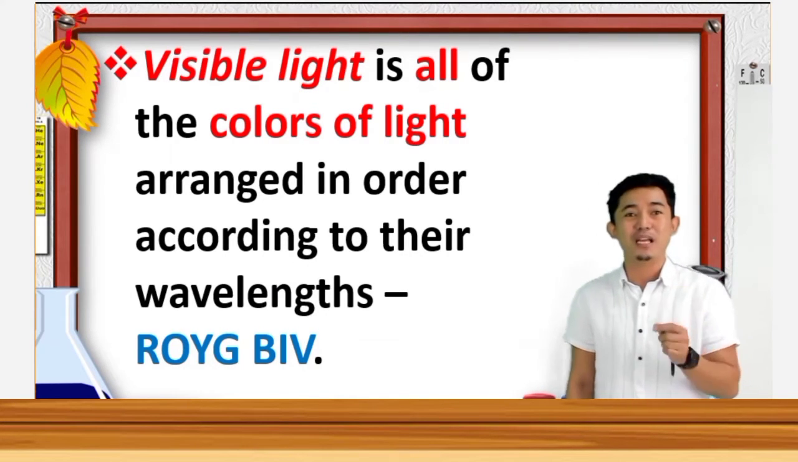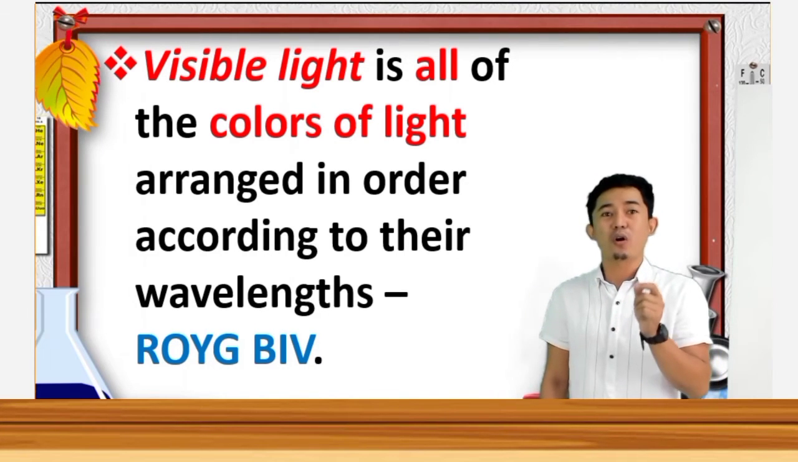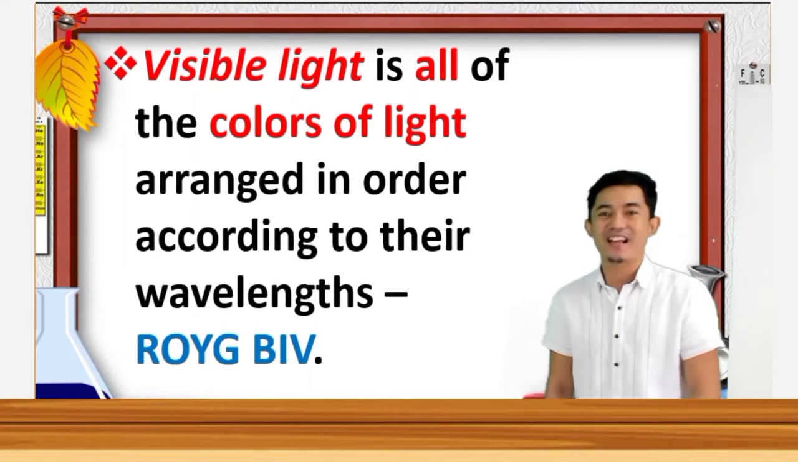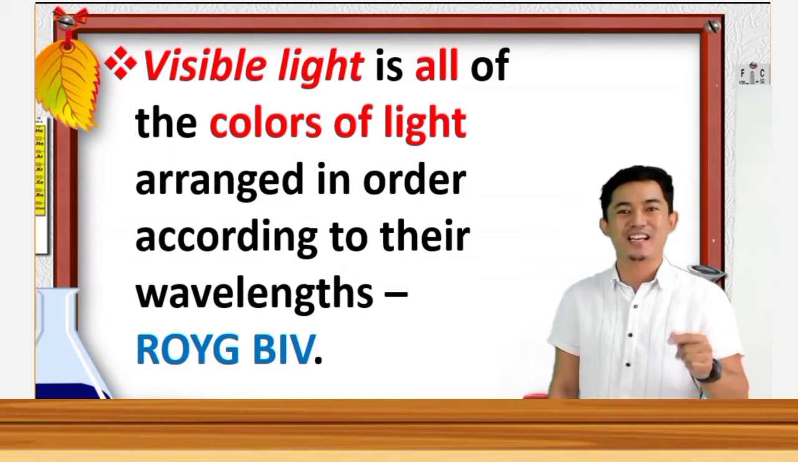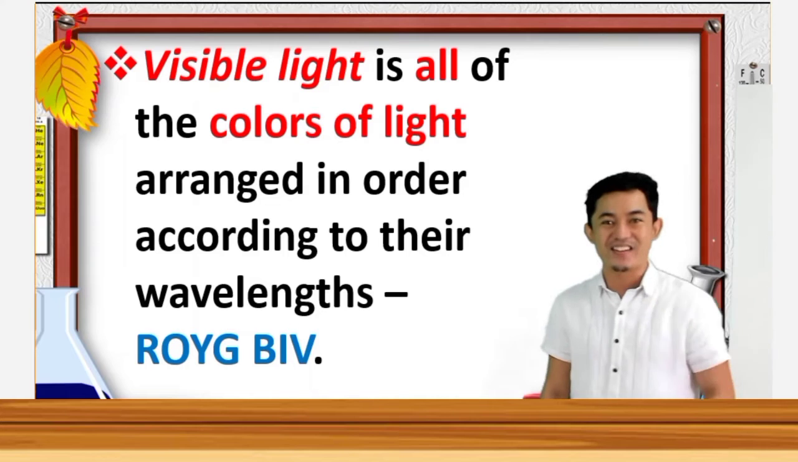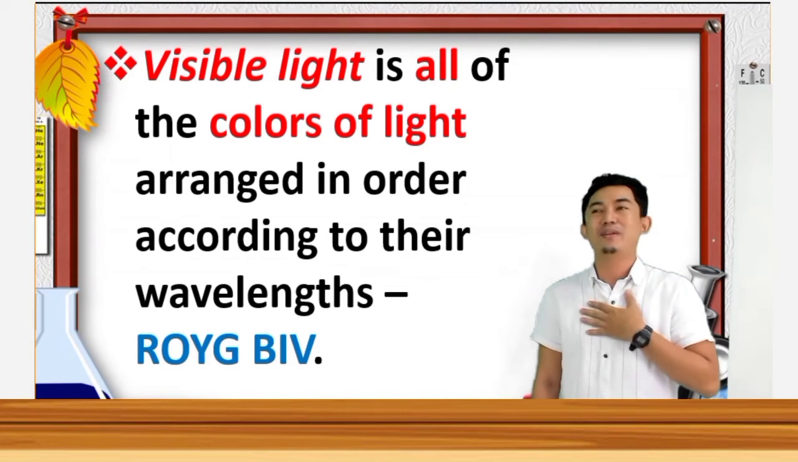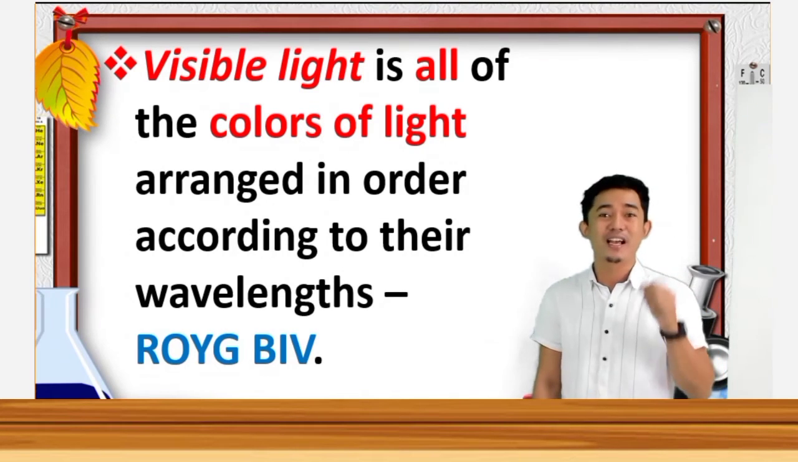Okay? ROYGBIV stands for red, orange, yellow, green, blue, indigo, and violet. So that is red, orange, yellow, green, blue, indigo, and violet. So do not forget that song, class. Actually, I still enjoyed that song. Until now, I still remember that song.